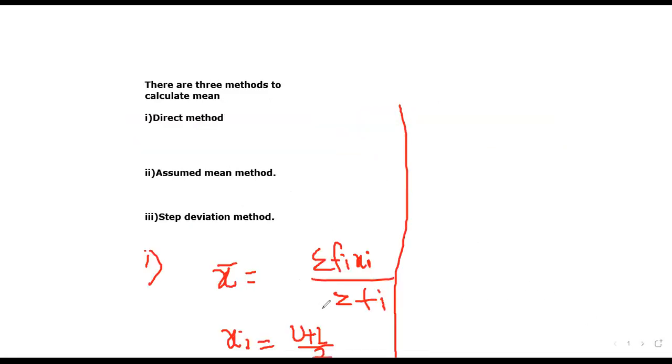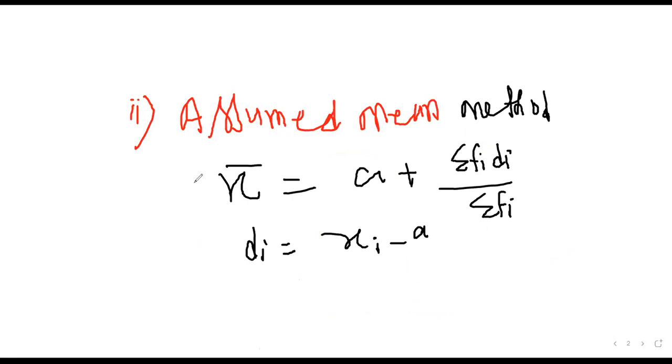What are the differences between all three methods? When the data given is small and very simple, we adopt the direct method. If the data given is large, then we go for the assumed mean method or step deviation method. The assumed mean method can be preferred in both cases, whether the data is large or small, because the calculation is very easy.